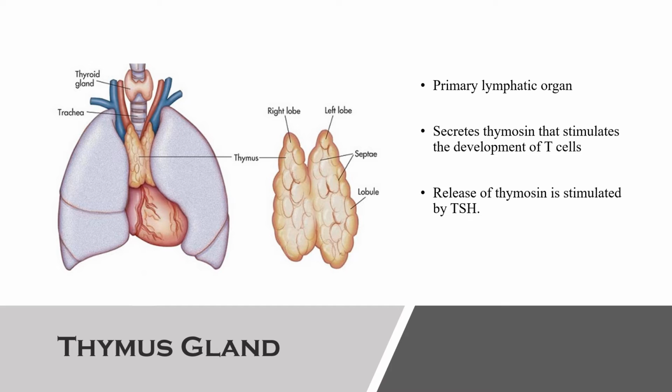Now the thymus gland, as you guys are probably well familiar with now, is the primary lymphatic organ. It secretes a hormone called thymosin that stimulates the development of T cells. And T cells are, of course, very associated with your immune system. I do want to point out that thymosin is actually stimulated by thyroid stimulating hormone that's released from the anterior pituitary.